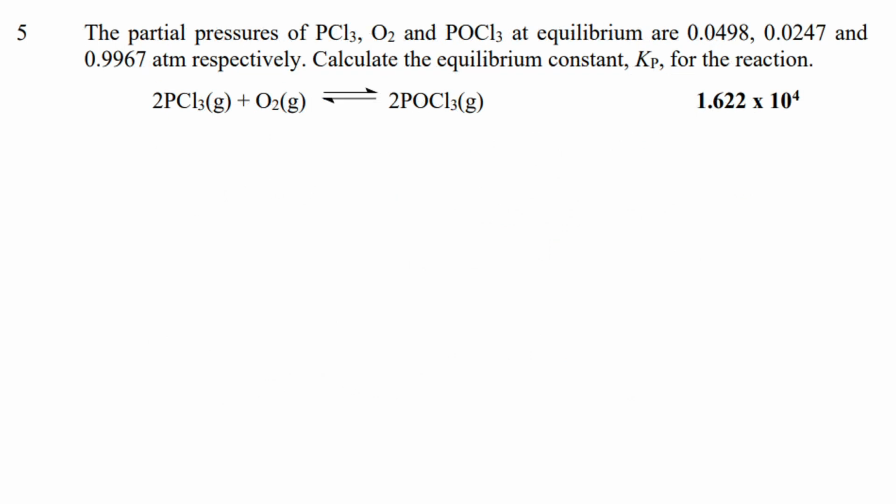Question 5. The partial pressure of PCl3, O2 and POCl3 at equilibrium are 0.0498, 0.0247 and 0.9967 atm respectively. Calculate the equilibrium constant Kp for this reaction. So kita ada partial pressure for each gas, and then to find Kp, it's very simple question. Terus masukkan saja. Jadi yang ni kita tak perlu tukar lagi, memang dah dalam pressure. Okay, write the expression first.